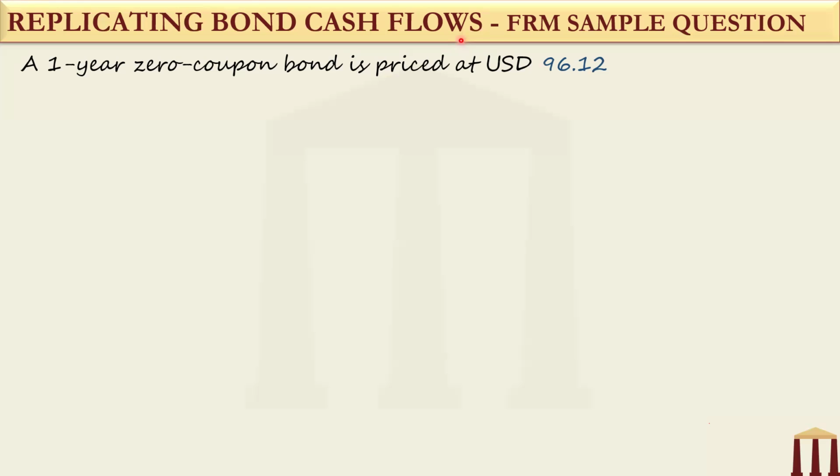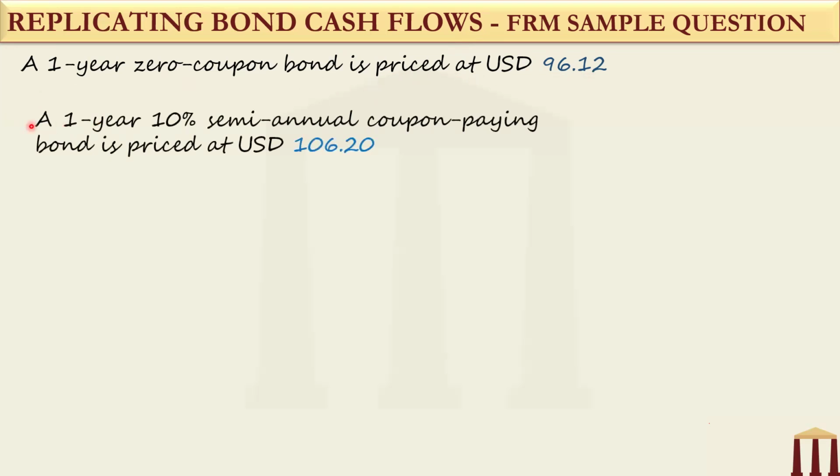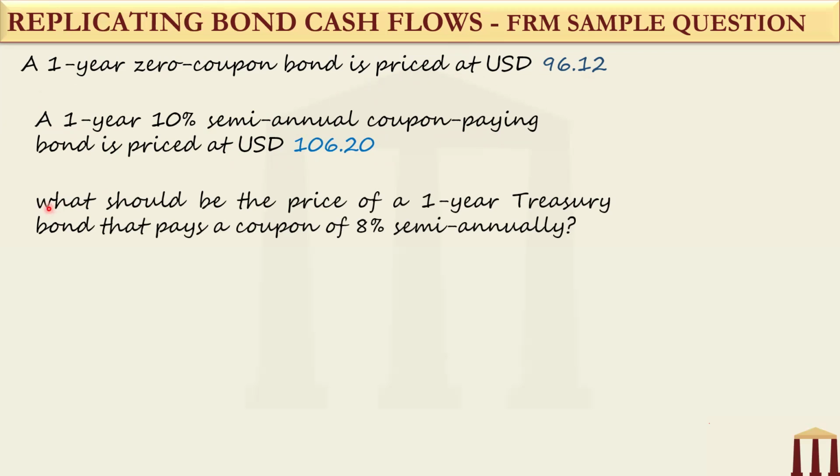Here I'll take a very simple example. I'll not take the example of bond cash flow replication using only coupon bearing bonds. In fact, in the exam, the questions are asked this way: let's say you have a 1-year zero coupon bond priced at 96.12, and a 1-year 10% semi-annual coupon paying bond with a price of $106.20. Now I want to find out what should be the price of a 1-year treasury bond that pays a coupon of 8% semi-annual, so that means $4 every 6 months is paid.